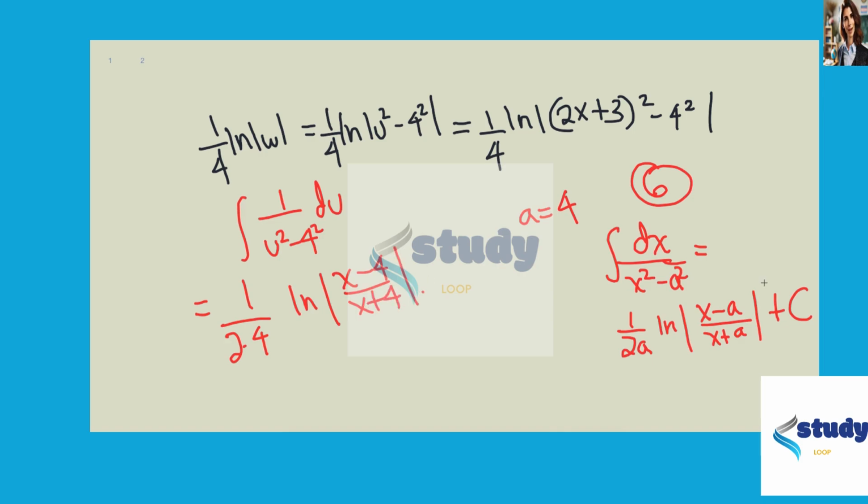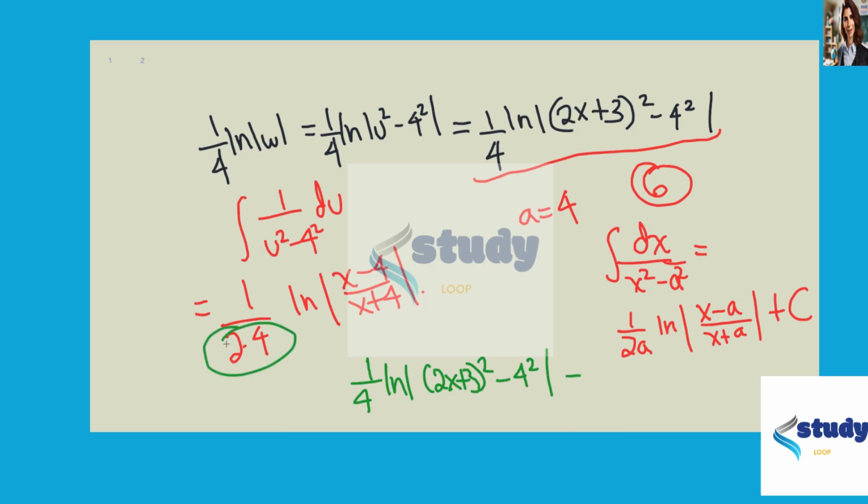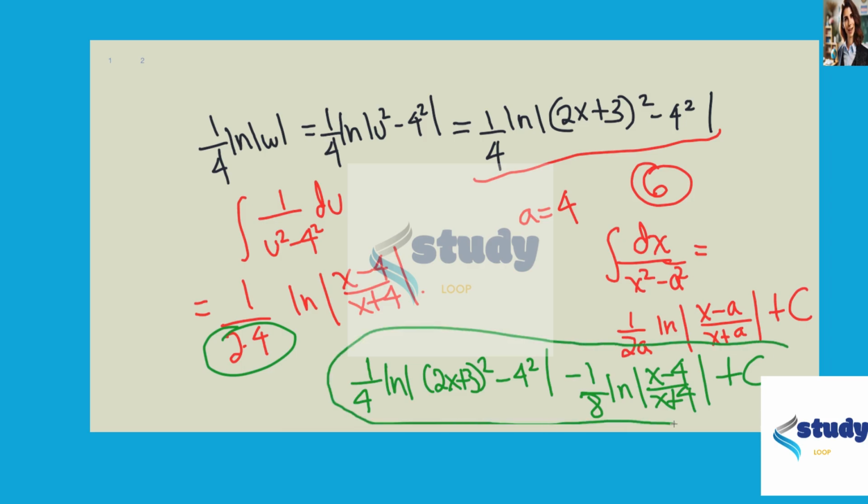And then now before we add the c, let's just add the answer to our previous integral, which is up here. So let's go ahead and just write that final answer out in a different color. From the first integral, we have 1/4 natural log absolute value (2x plus 3) squared minus 4 squared. And then we have minus, this becomes an 8 on the bottom, so 1 over 8 natural log of x minus 4 over x plus 4. And now finally, let's go ahead and add that constant c of integration. And that's our final answer.